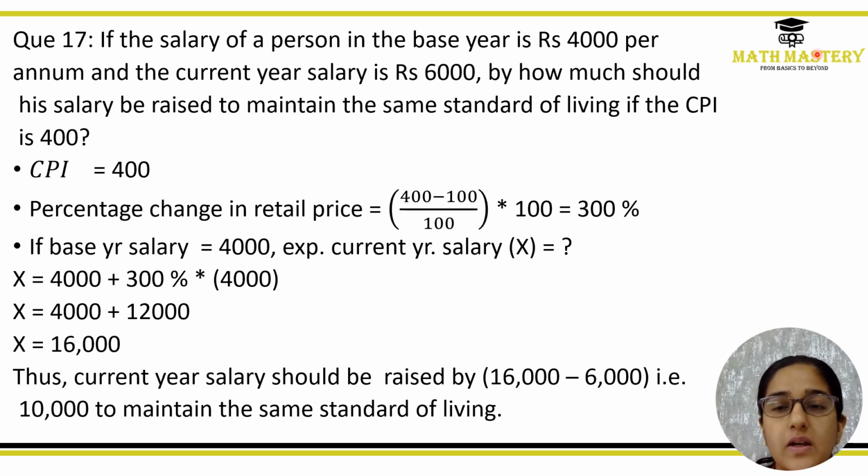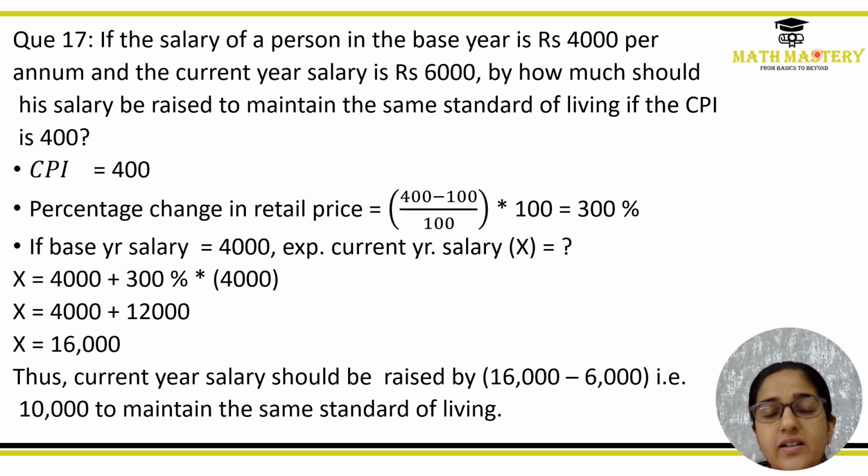So what is the question? The question basically means that if the person was getting rupees 4,000 in the base year, then how much should be the current salary so that he or she is able to spend or buy the same set of commodities which he or she was having in the base year? So what should be the salary such that the person is able to buy the same set of commodities which he or she was having in the base year?